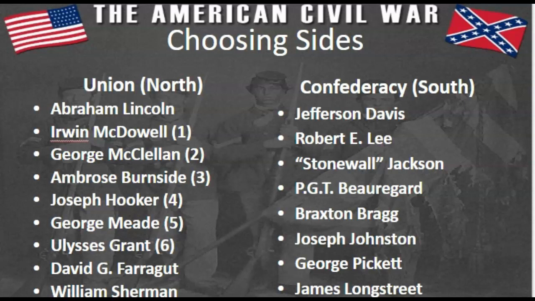On the Confederate, the southern side, of course, we mentioned earlier Jefferson Davis is the president of the Confederate States. You have Robert E. Lee, Stonewall Jackson, Beauregard, Bragg, Johnson, Pickett, and Longstreet. Now, these are just a few of both sides, some main ones. Make sure you study them so you know who's on what side. You need to know that Lee was part of the South, Meade was northern, Burnside northern, Longstreet South. Very important to know that.